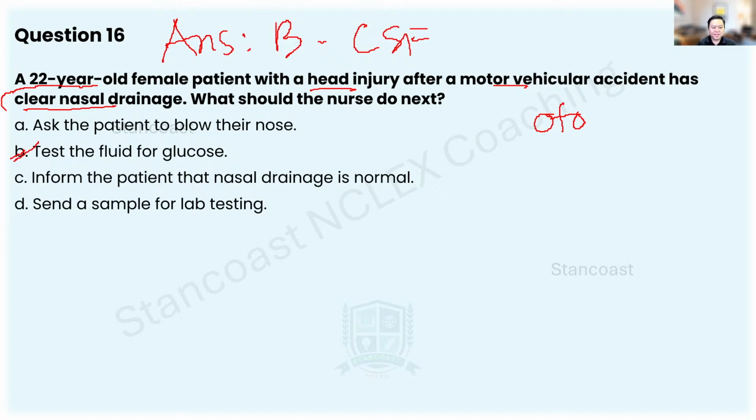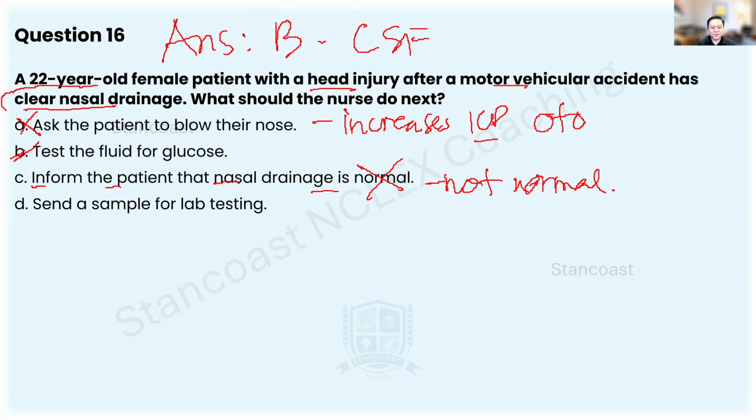If you're going to ask them to blow their nose, never do that. It will also increase ICP. If you're going to inform the patient that nasal drainage is normal, no, not normal. All right. They are having a CSF leak. Letter D, send a sample for lab testing.